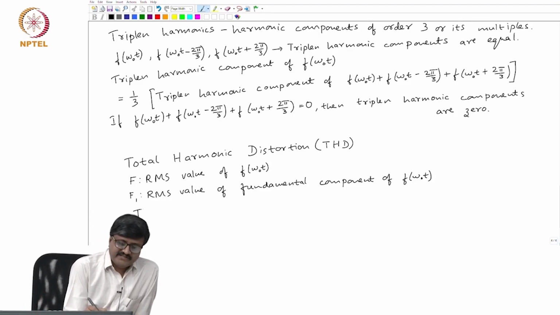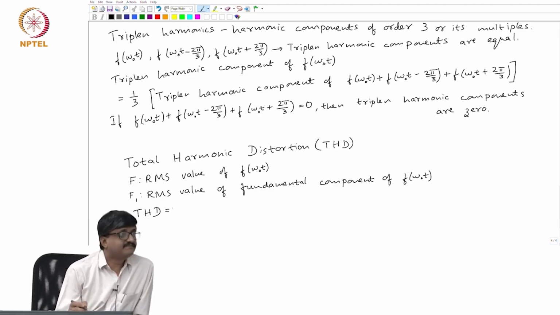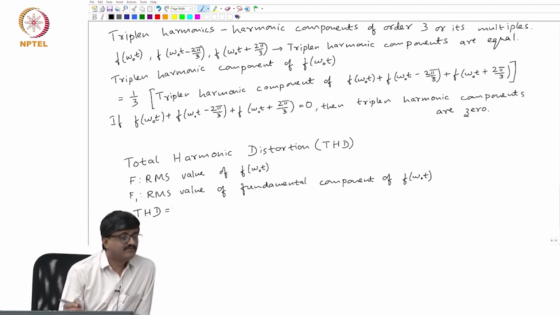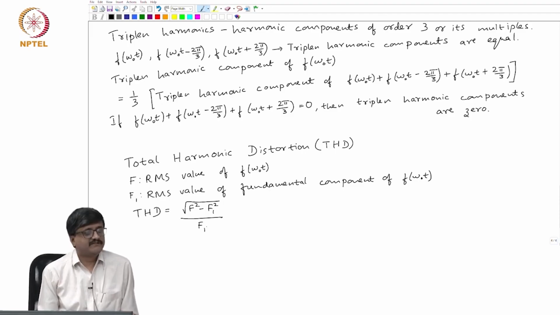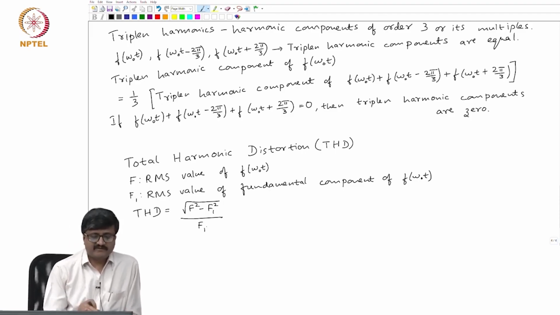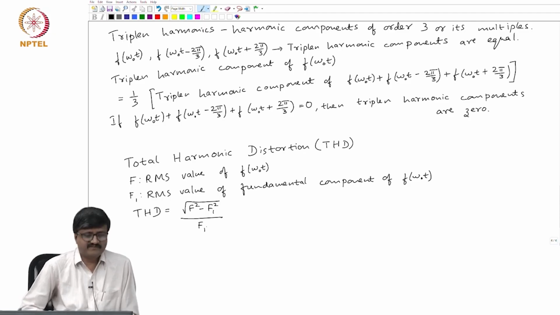Then THD is just defined as a ratio. So, what is the definition of THD? Are you familiar with THD, total harmonic distortion? It is the root of F squared minus F1 squared, divided by F1. I will not try to get into other possible definitions. There are other equivalent definitions for this. So, this is the one which we are using. This is the easiest one to use.